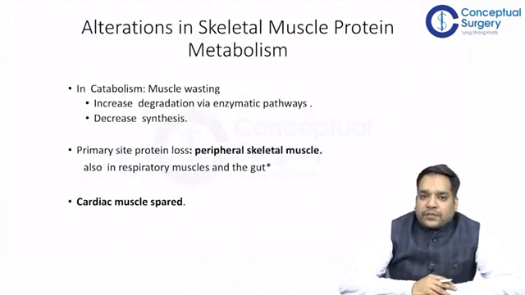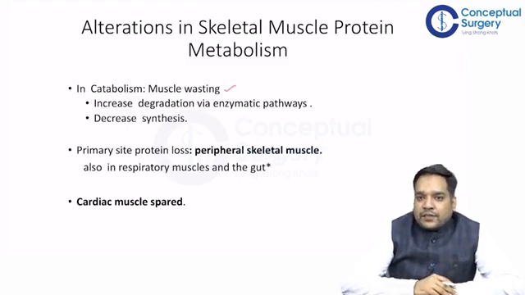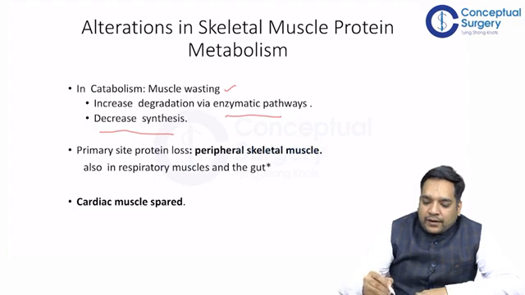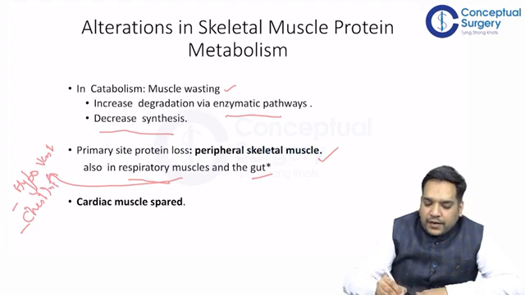In catabolism, muscle wasting happens, which is obvious. It happens by increased degradation via enzymatic pathways and by decreased synthesis. The primary site of protein loss is peripheral skeletal muscle, and it also impacts the respiratory muscle and gut. In the respiratory muscle, it will cause hypoventilation and also chest infection like pneumonia. In the gut, it will lead to reduced gut motility.